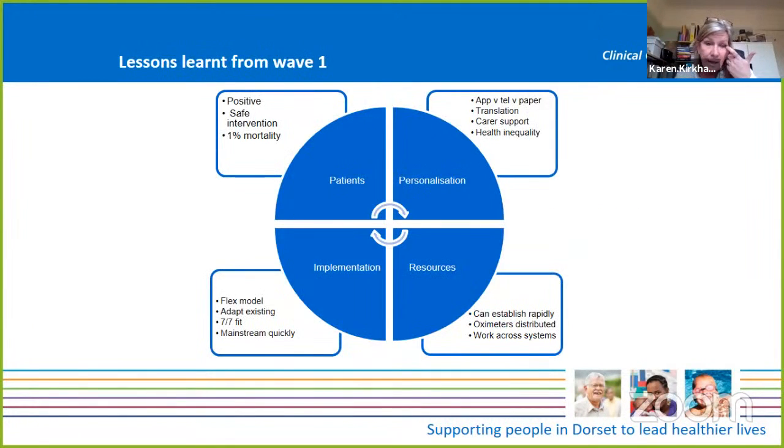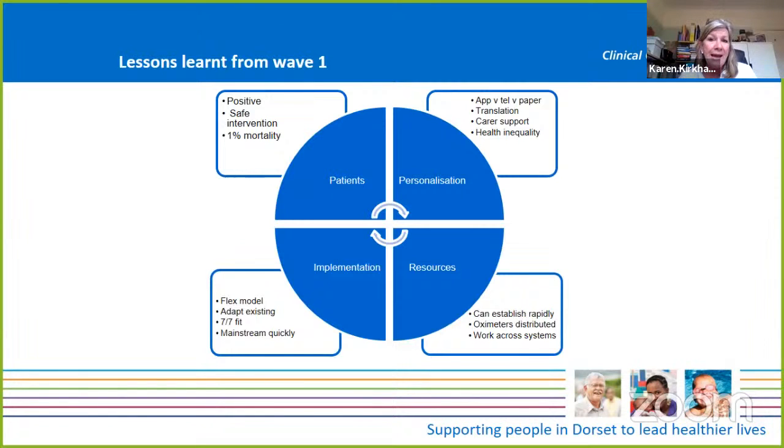And then other lessons from the wave one, as we went through in the summer, this was a very positive interaction, both from the perspective of patients and also from staff. It's a safe intervention. That was really important. The messaging from the Imperial work was that it is a safe method of intervention. That was really important to us when we were starting out on this path. And the mortality in this group, and it is a group with lower acuity, is around 1%.